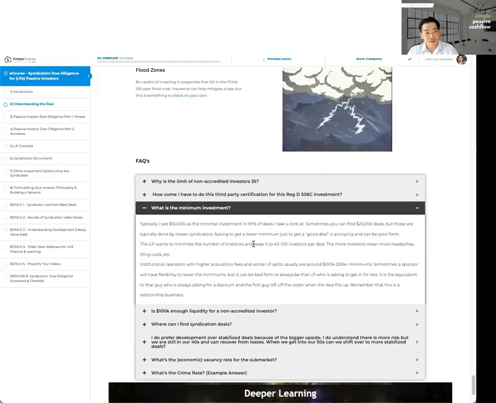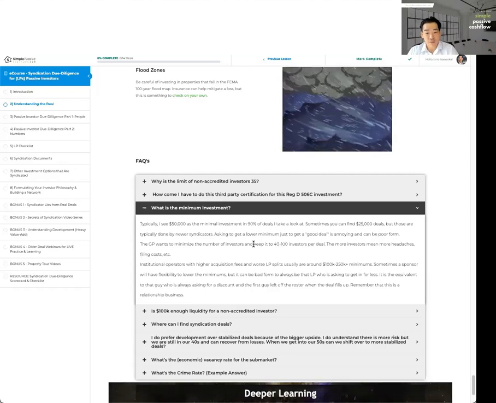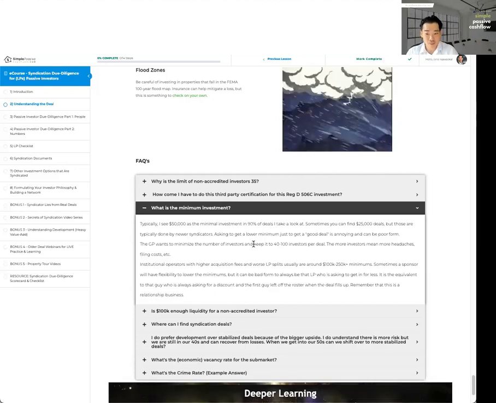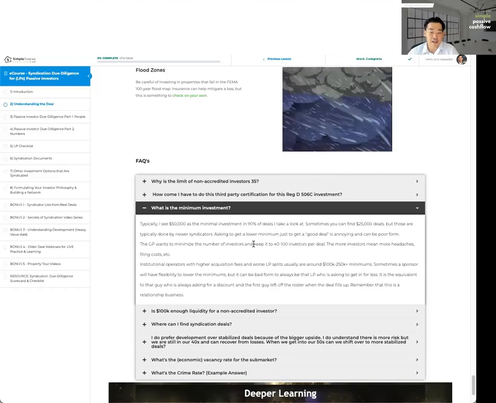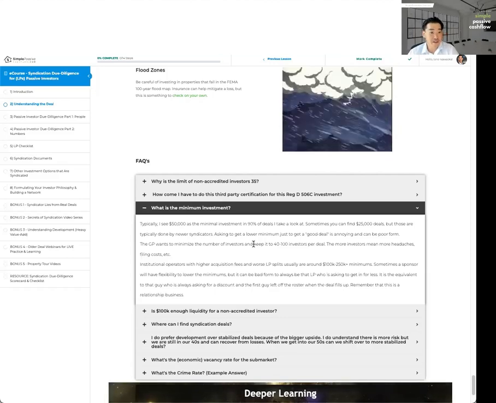Institutional operators, people who have 5 to 10 billion in assets under ownership, they have higher acquisition fees and worse splits. You probably don't want to invest with them unless you're already at end game, $5 million and above. These guys are typically looking at minimums of $100,000 to $250,000 plus, maybe even a $1 million minimum. For most of our investors, if you're under $5 million net worth, you probably don't want to be investing with more of an institutional operator.